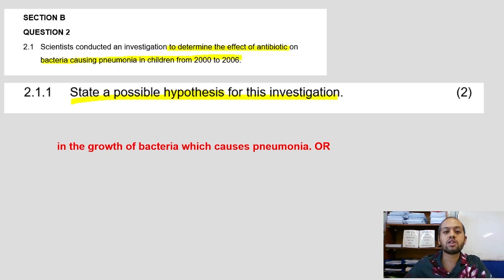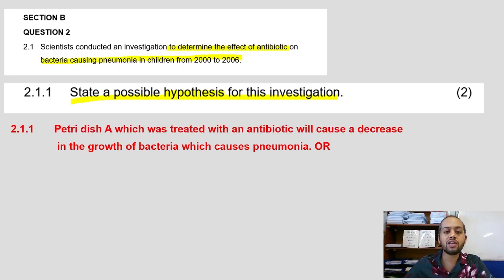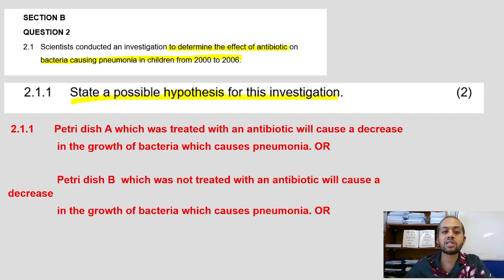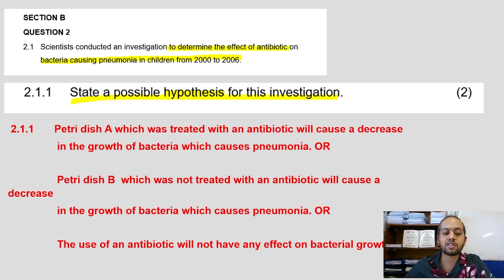So the first possible answer you could have said for 2.1.1, you could have chosen petri dish A, and you could have said petri dish A, which was treated with an antibiotic, will cause a decrease in the growth of bacteria, which causes pneumonia. Or you could have chosen petri dish B, which was not treated with antibiotics. So therefore you say petri dish B, which was not treated with an antibiotic, will cause a decrease in the growth of bacteria, which causes pneumonia. Or lastly, you could have said that the use of an antibiotic will not have any effect on bacterial growth.